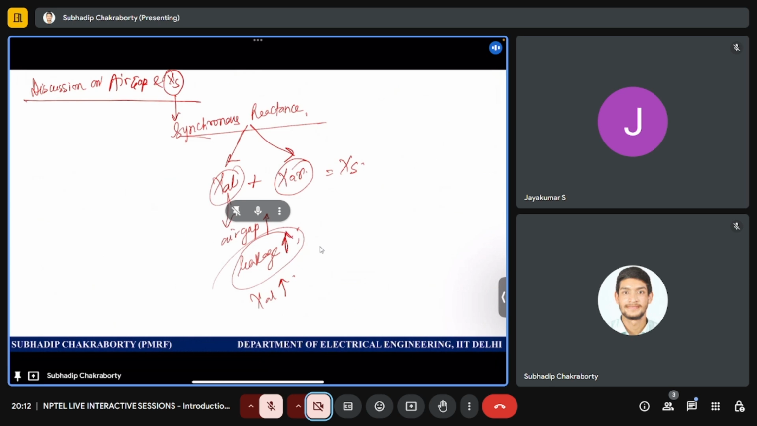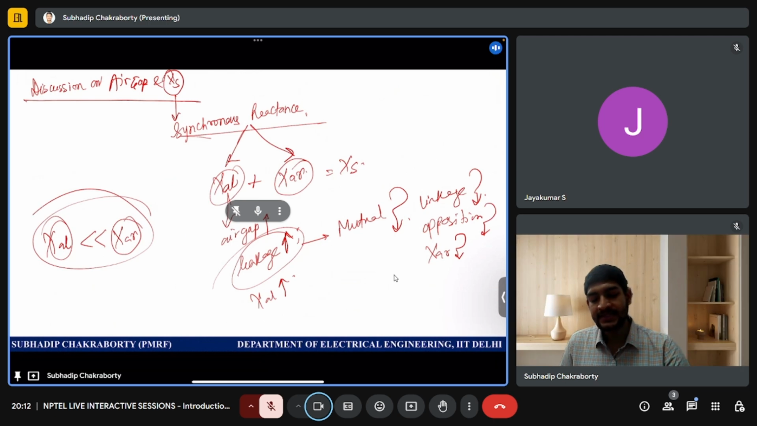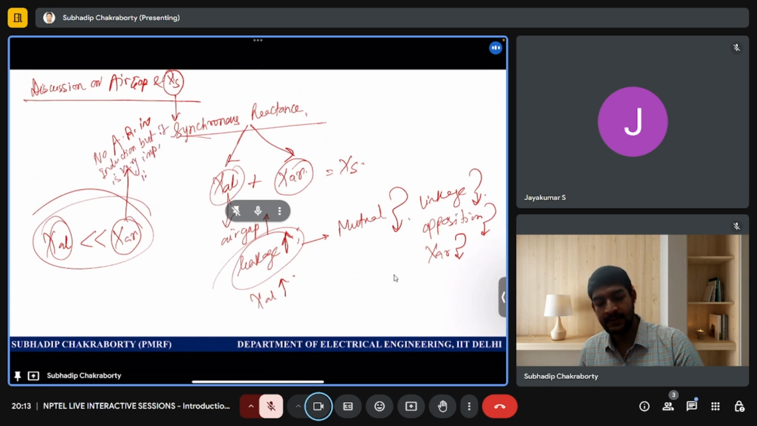But as your leakage increases, your mutual linkage reduces, opposition reduces, armature reaction reduces. And please remember, leakage is lesser than armature reaction, because the phenomenon of armature reaction is more severe in a doubly excited machine. In the induction machine, we were not talking about it, but it is very important in synchronous.